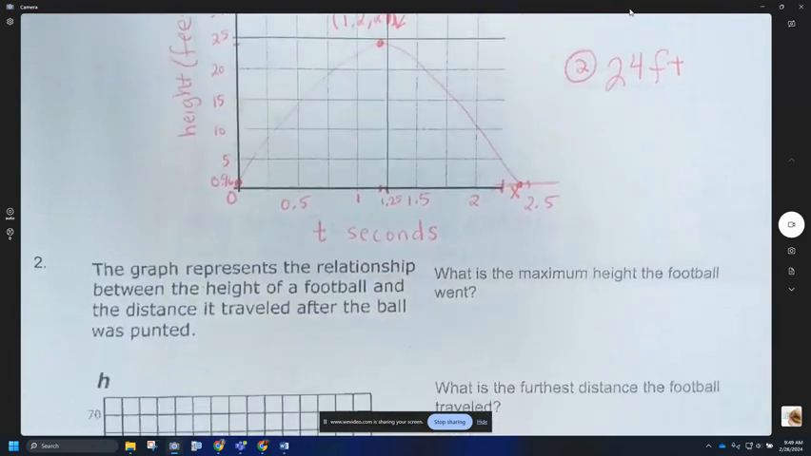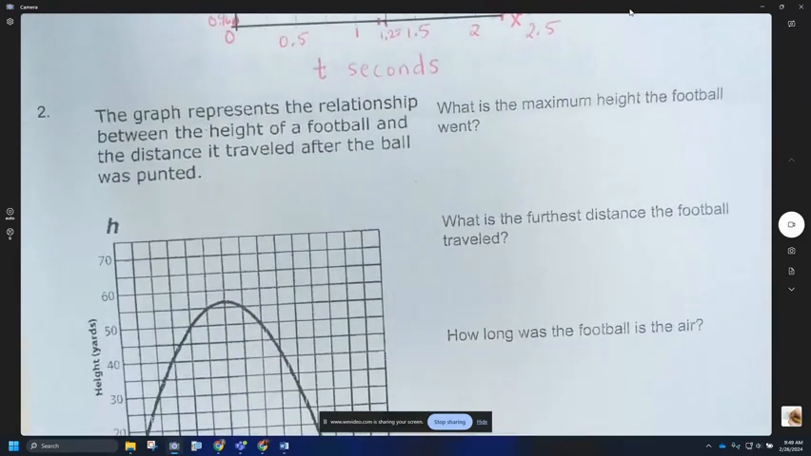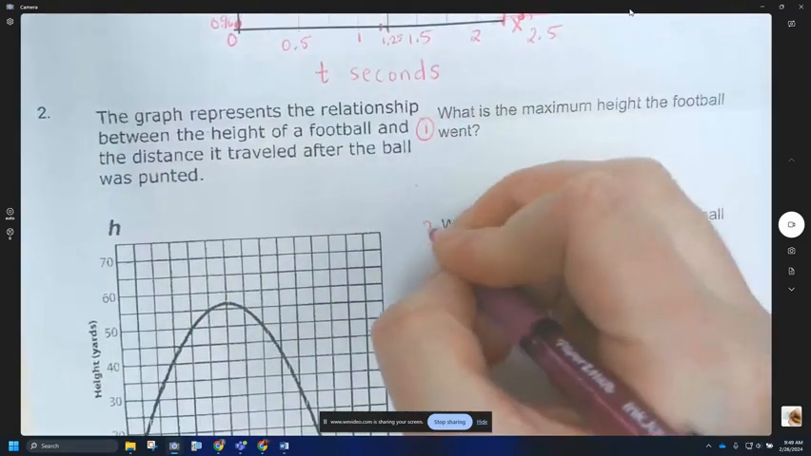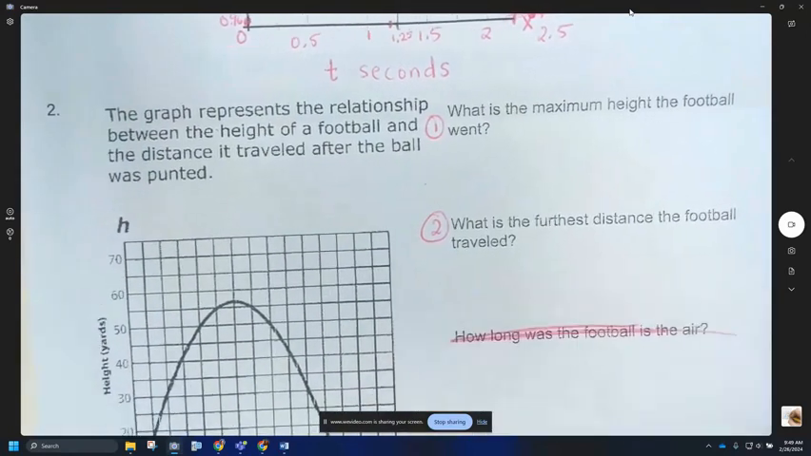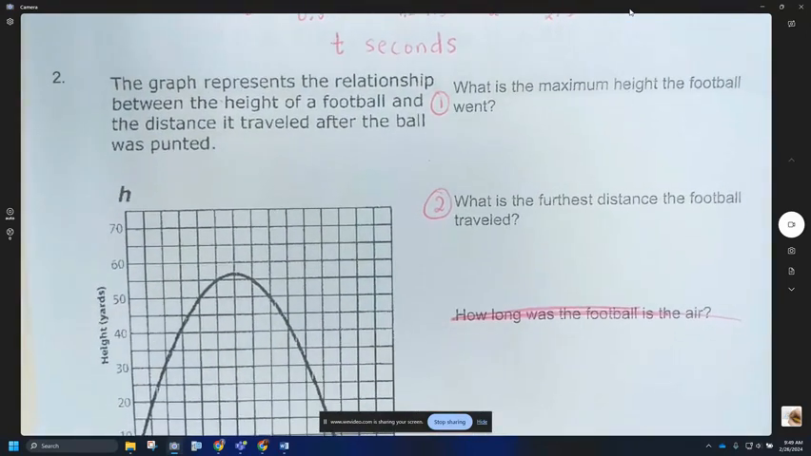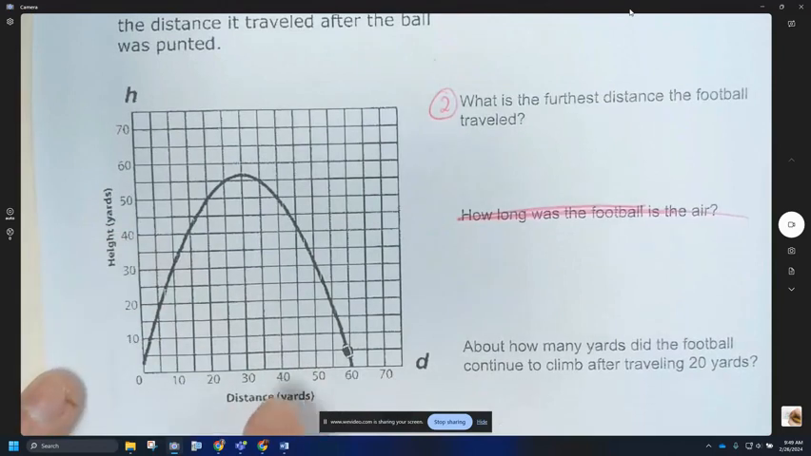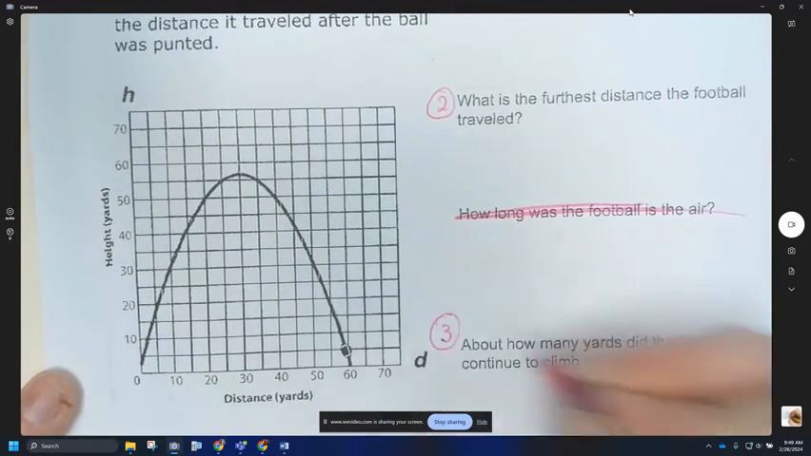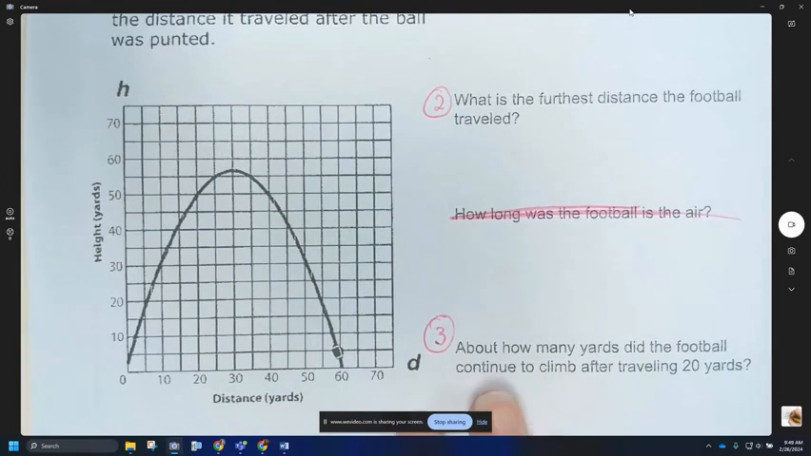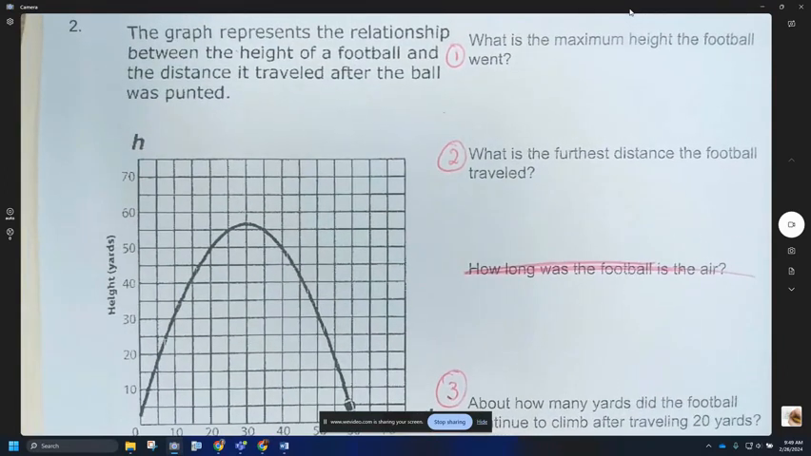Okay, I want you to answer the questions for number 2. This is question 1. Question 2, mark out how long was the football in the air, because we don't know that. Because this is height, this is distance. So the 3rd one is about how many yards the football. All right, go ahead and look at it and answer those questions.